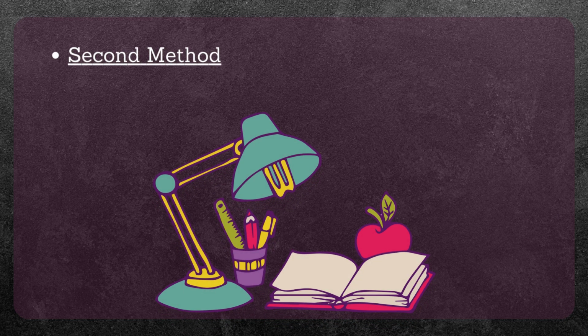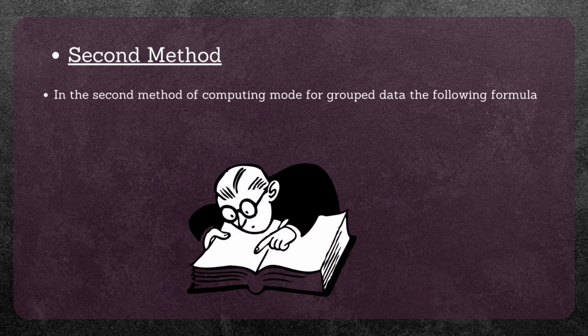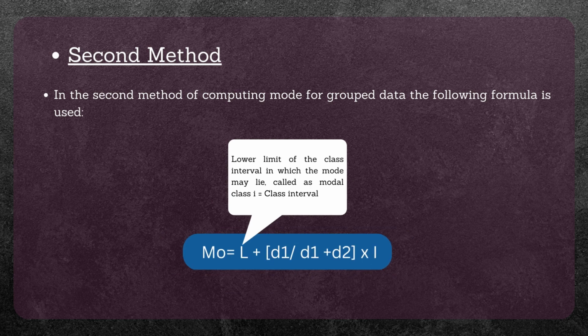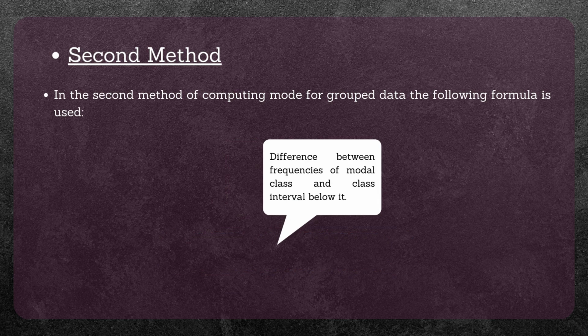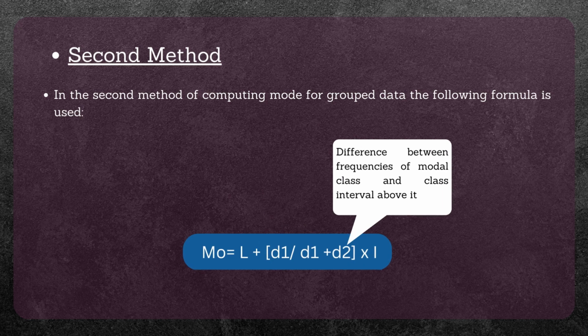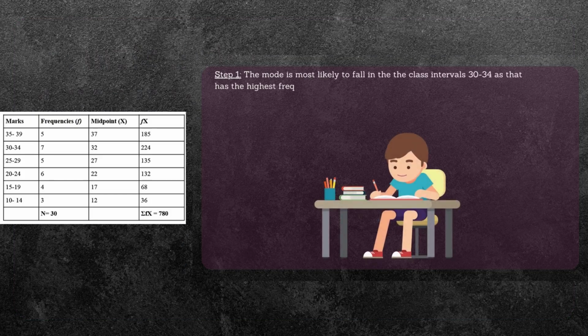There is another method through which we also calculate mode, and the formula is L plus D1 divided by D1 plus D2, where D1 is the difference between the frequency of the modal class and the class interval below it, and D2 is the difference between the frequency of the modal class and the class interval above it. So let me give you the example which we have used earlier as well.